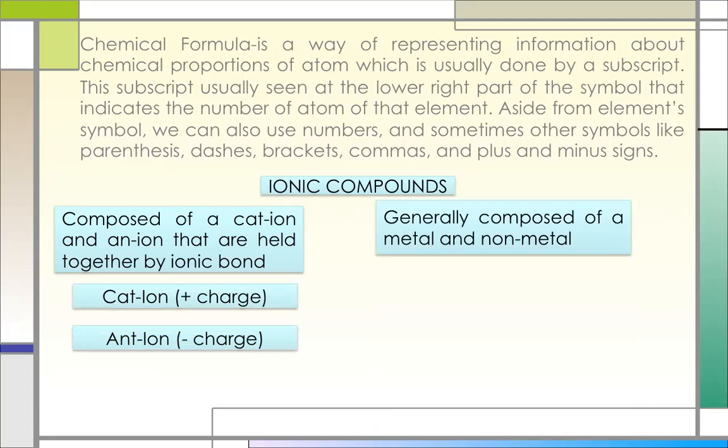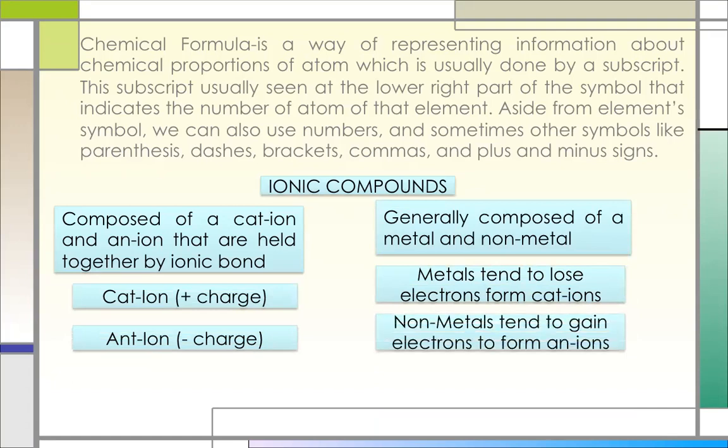Ionic compounds are generally composed of a metal and a non-metal, as I've said earlier. Metals tend to lose electrons to form cations. In order to form cations, metals lose their electrons, while nonmetals tend to gain electrons to form anions. So they will gain electrons from metals to form anions.